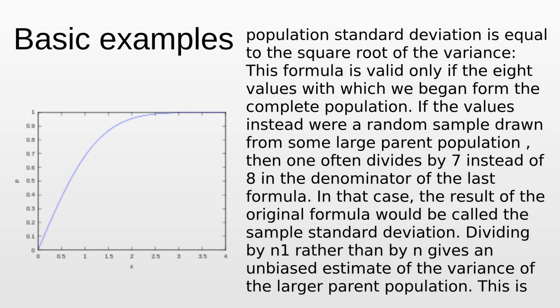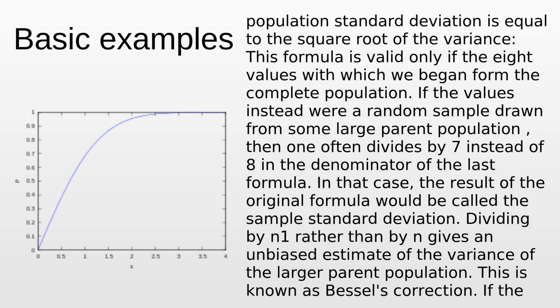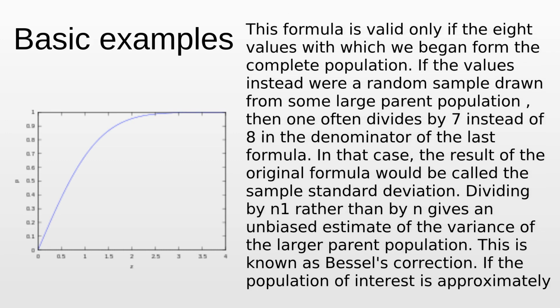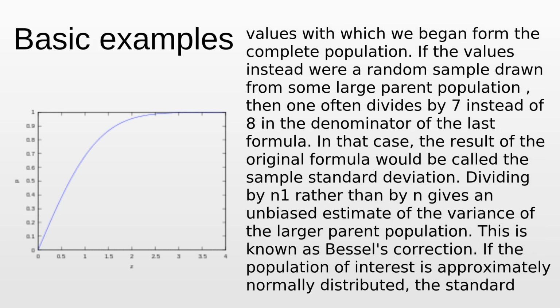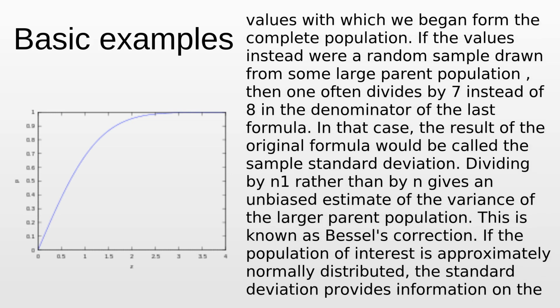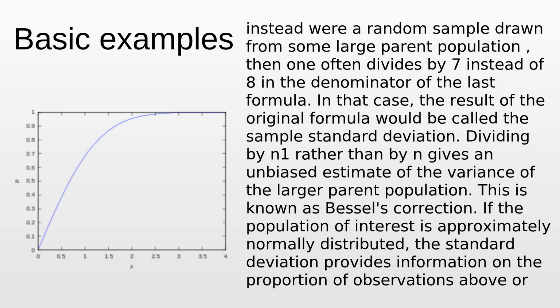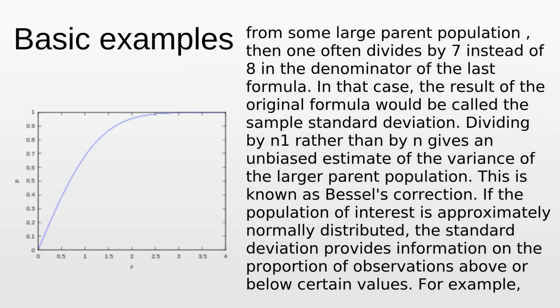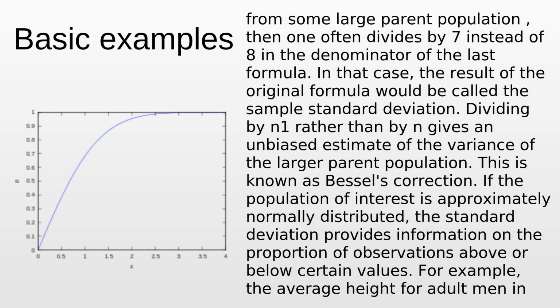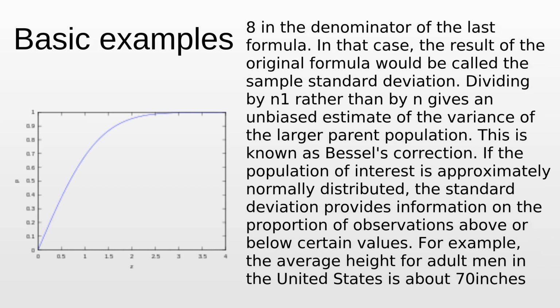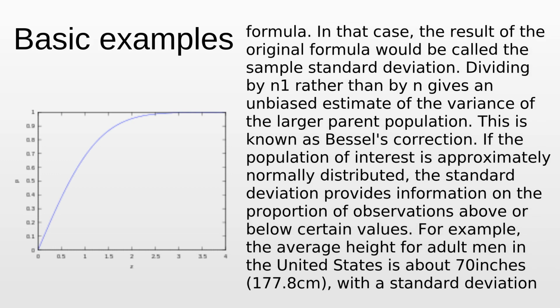If the values instead were a random sample drawn from some large parent population, then one often divides by 7 instead of 8 in the denominator of the last formula. In that case, the result of the original formula would be called the sample standard deviation. Dividing by N-1 rather than by N gives an unbiased estimate of the variance of the larger parent population. This is known as Bessel's correction.